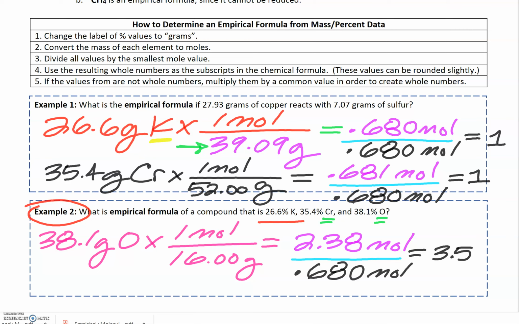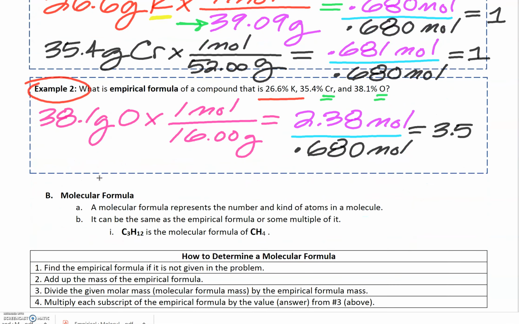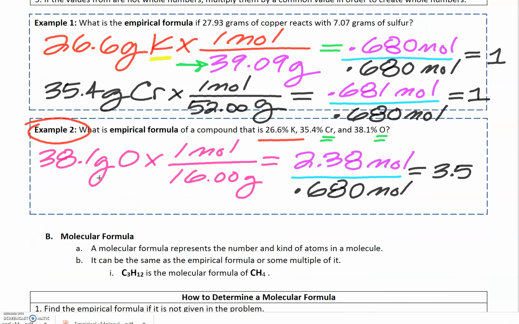Okay, so we are looking for a formula here, all right? I'm going to slide this down and get a little more space. Our formula is going to have three components: a potassium, a chromium, and an oxygen. Right now, this is saying you've got a 1, a 1, and a 3.5. Well, if we plug those into our formula, that's going to look a bit silly.